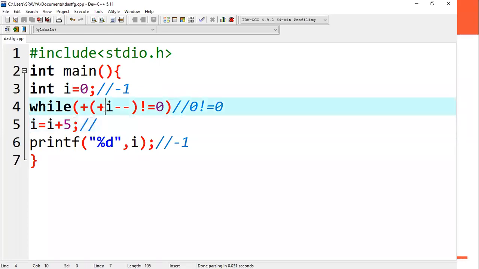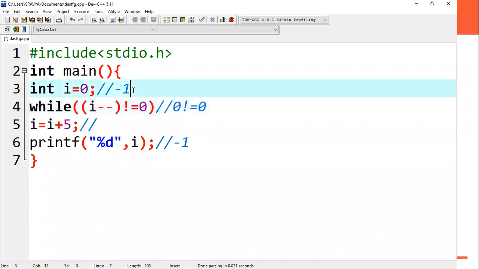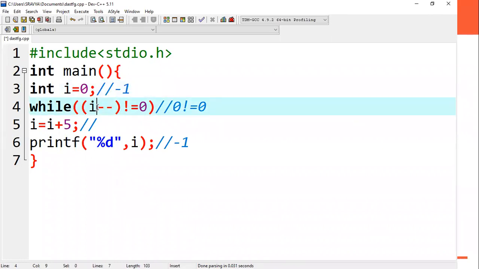So let's first remove this. I don't want to consider this. Plus plus, you write it or not, it won't matter at all. Now, i minus minus. It is post decrement. Post decrement means first the value will be considered, later it will be decremented. So what is the i value initially? 0. Here the value is considered as 0, but in the memory the i value will be updated as -1 because it is post decrement.